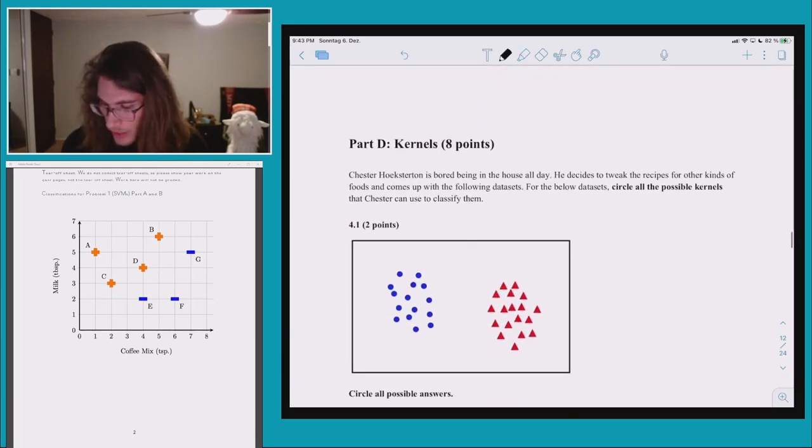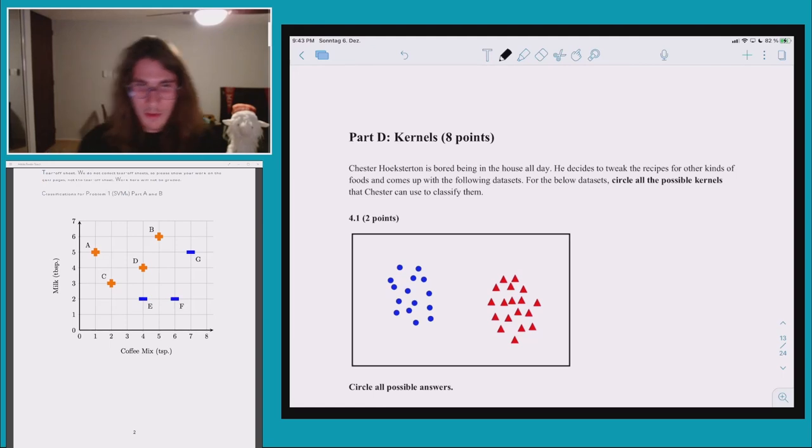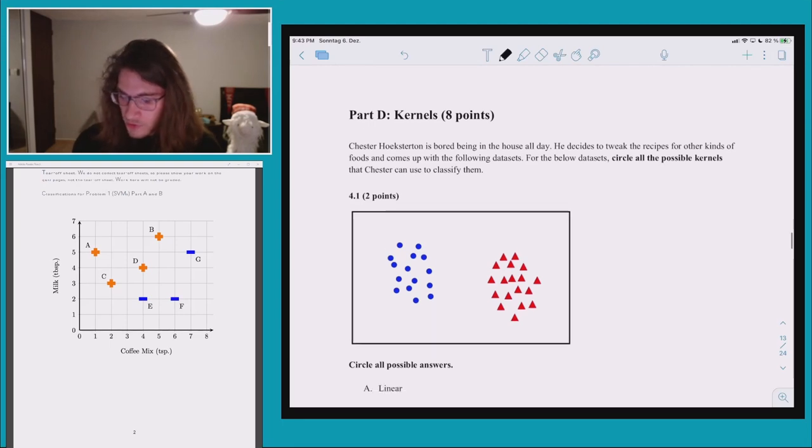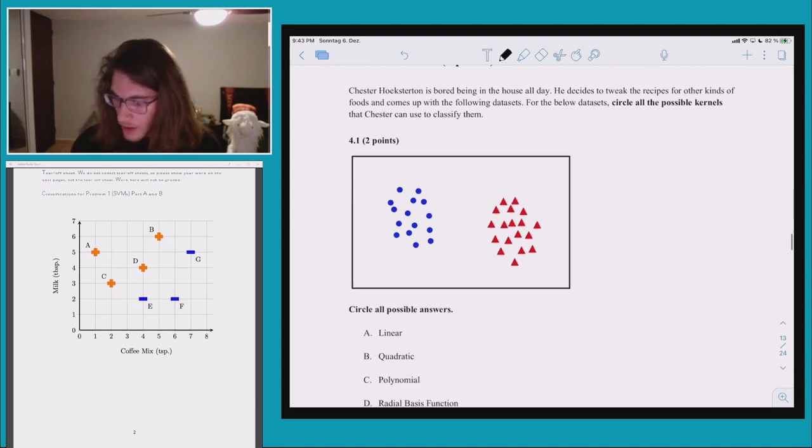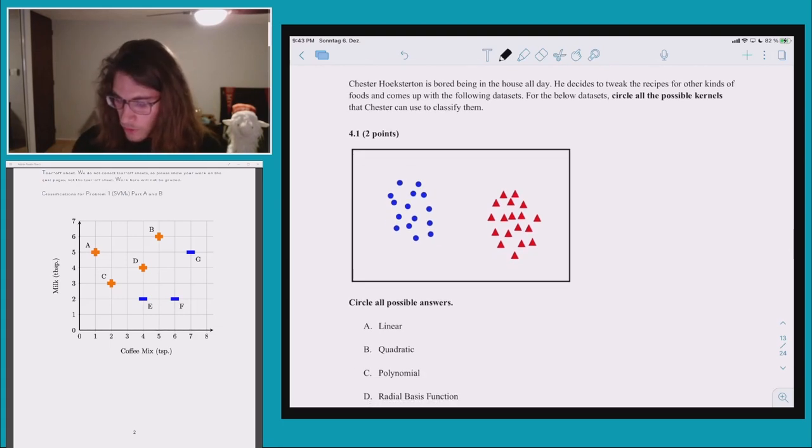And now onto the last section of the support vector machine section of this quiz, and it's the kernels. This is the last section that I discussed in my support vector machines recitation video. It's asking generally which kernels can separate these data sets, and each question has its own data set.